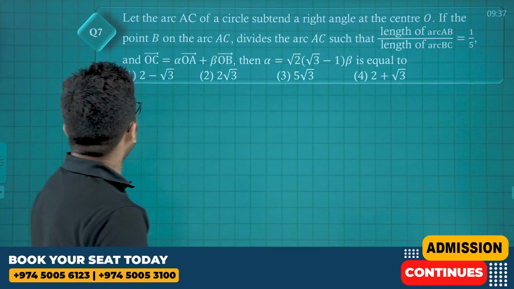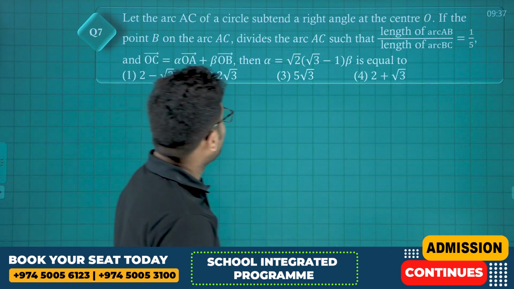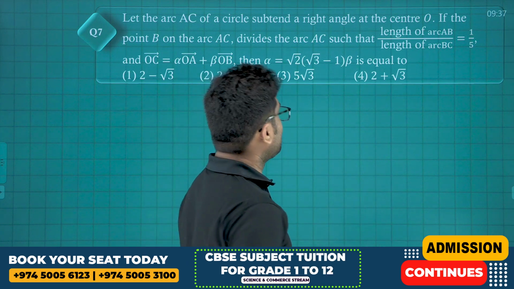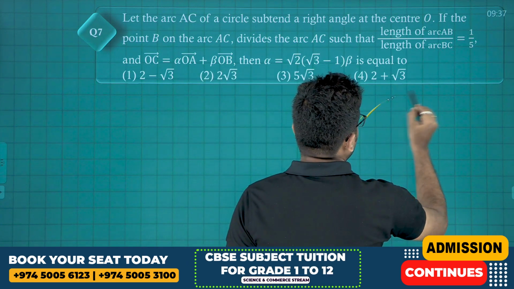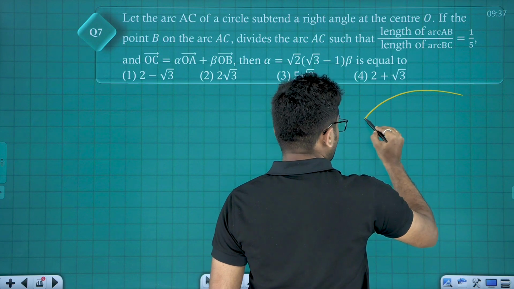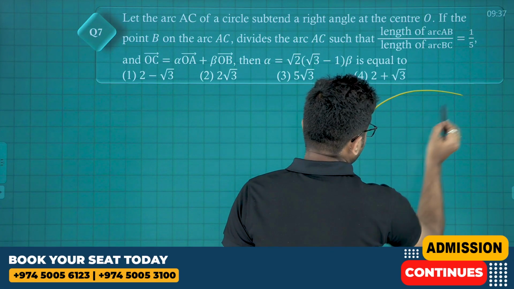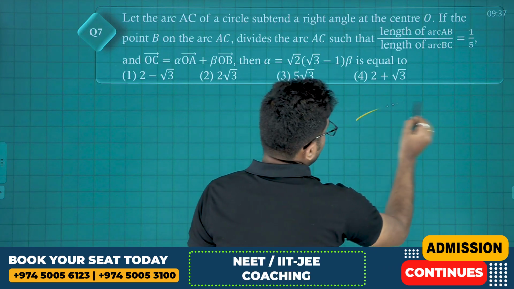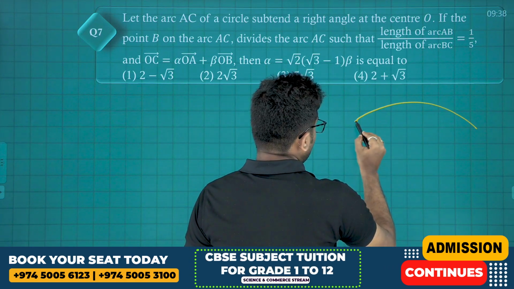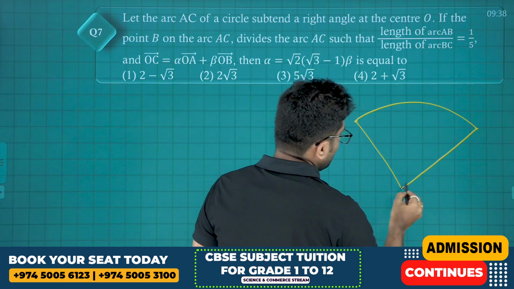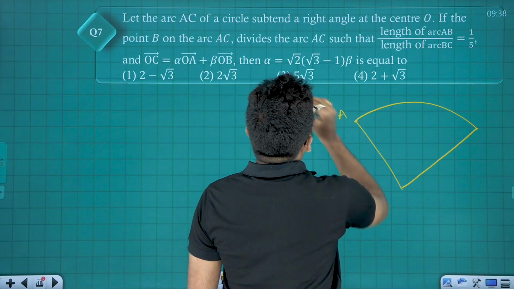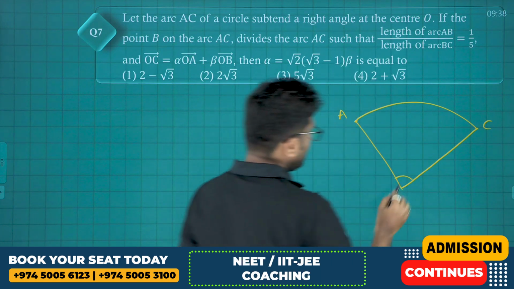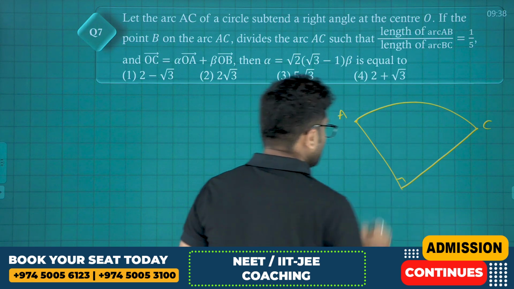Okay. Next question. Let the arc AC of a circle subtend a right angle at the center. Okay, arc AC. We'll draw an arc. This is an arc AC of a circle, which subtends a right angle at the center. Now this is 90 degrees.